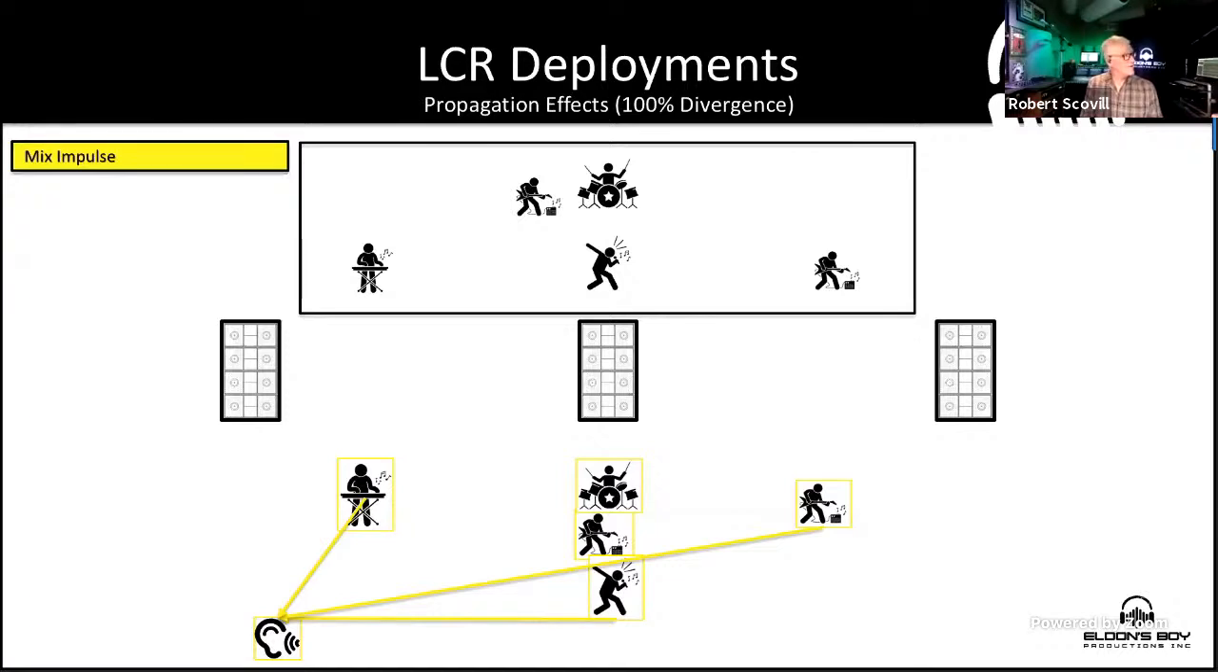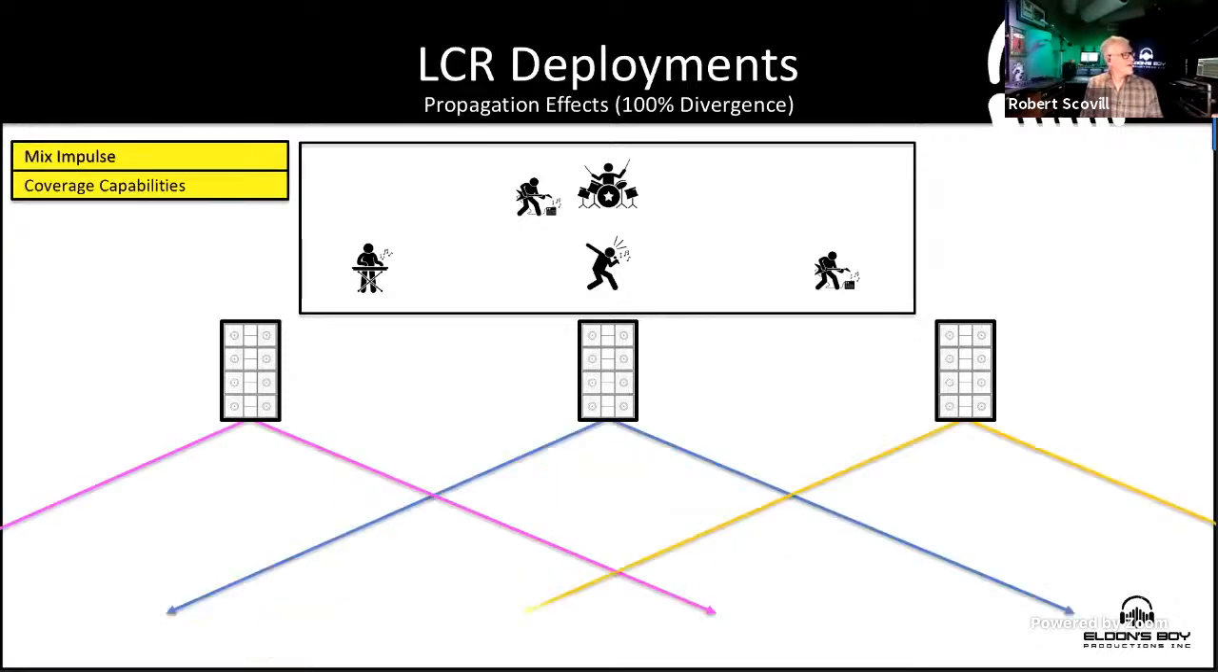Okay, how about coverage capabilities? Well, I give it a yellow again, and just to drive it home, we're talking 100% divergence here. That puts a lot of demands on that C array. If I've got drums, bass and vocal coming out of that C array, I've got to have enough coverage in that C array to cover the rest of the room. So how important is it to cover the rest of the room with the C array?